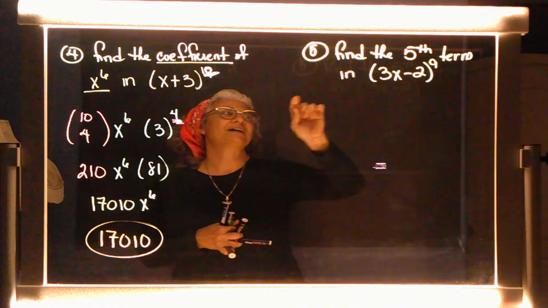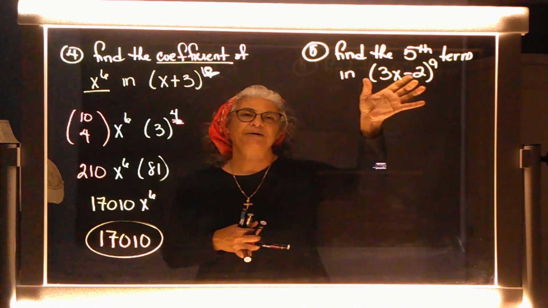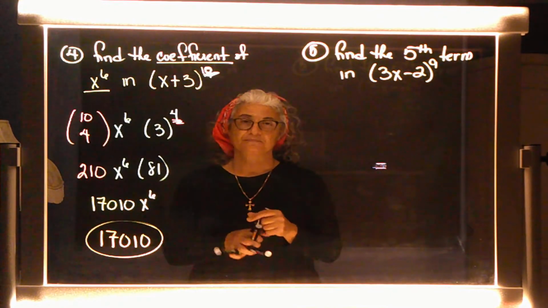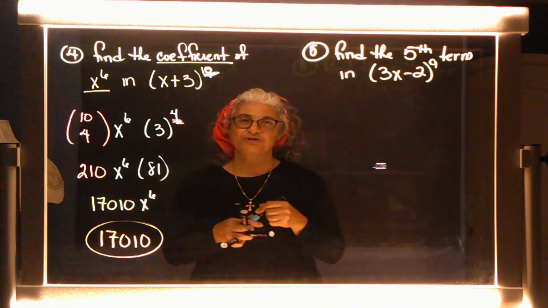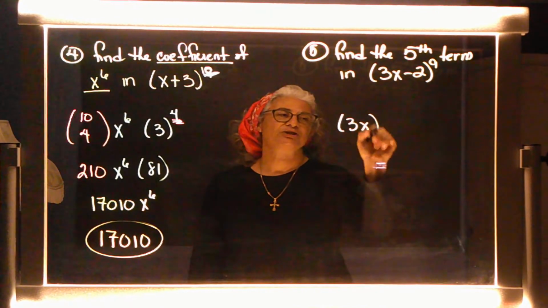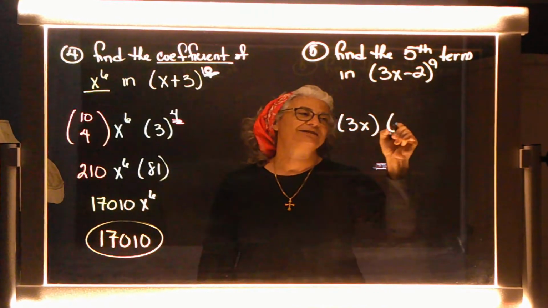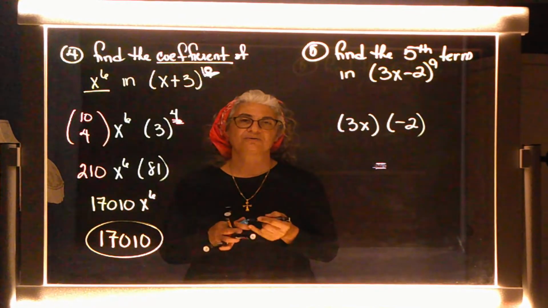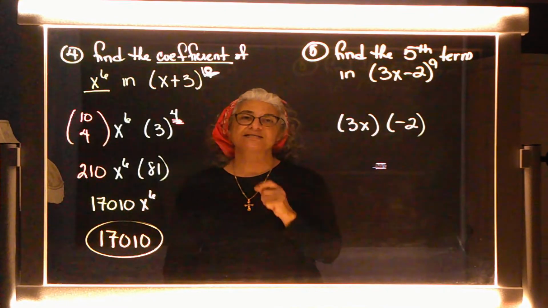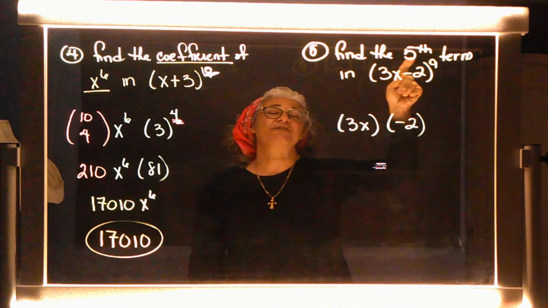Okay, look at this one. They're asking me to find the 5th term in this binomial, and this binomial is to the power of 9. How do we start? Get the terms down. What's your first variable? Good, 3x. What's your second variable? Excellent, negative 2. And you're like, uh-oh, powers. Yeah, powers. Now, here's the deal. I want the 5th term, don't I?